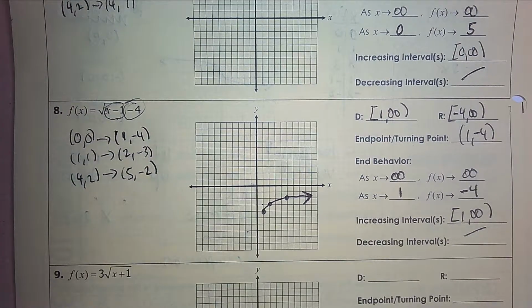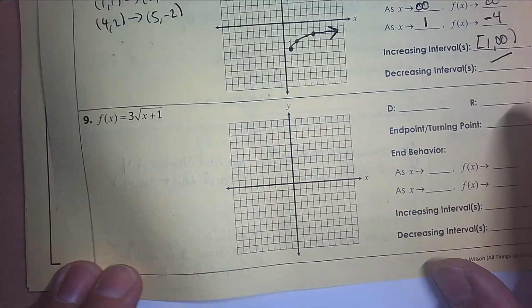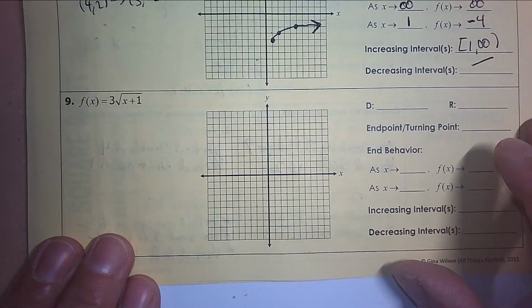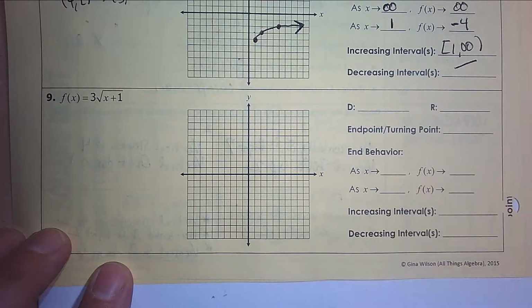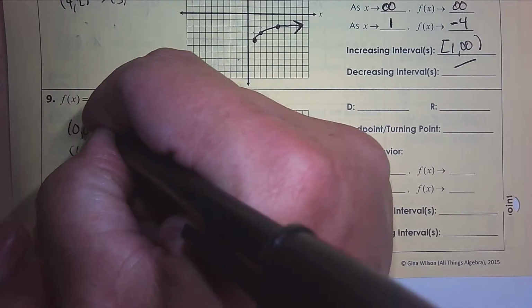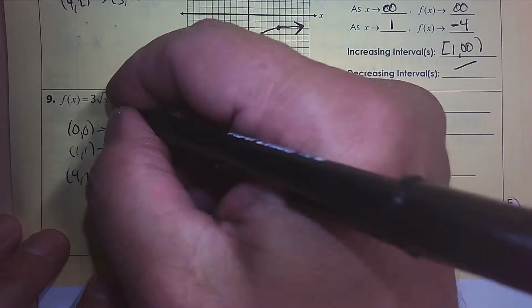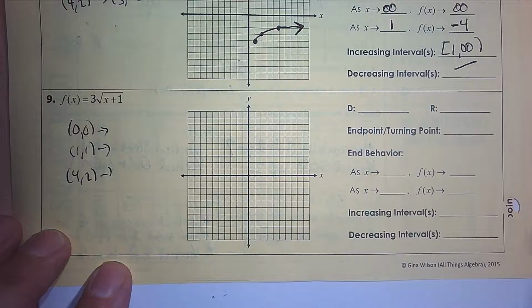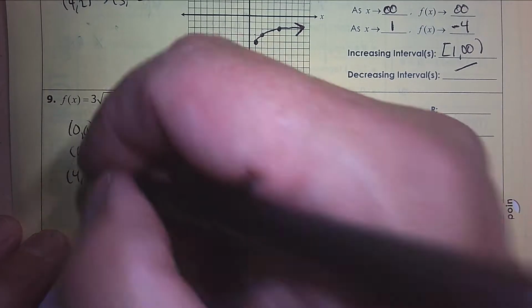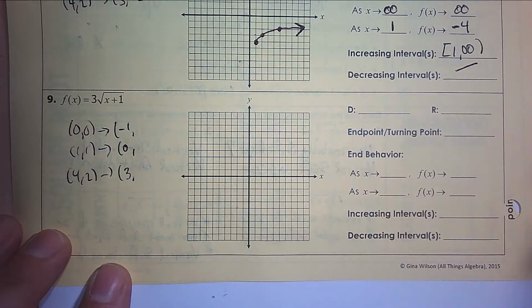On to number 9. So to start graphing a square root, how do I start it? What do I write down? 0, 0, 1, 1, 4, and 2, and I'm going to make my butterflies. What do you notice underneath the square root sign? How are the x's going to change? Will I add 1 or subtract 1? Good. So to every x, I'm going to subtract 1.